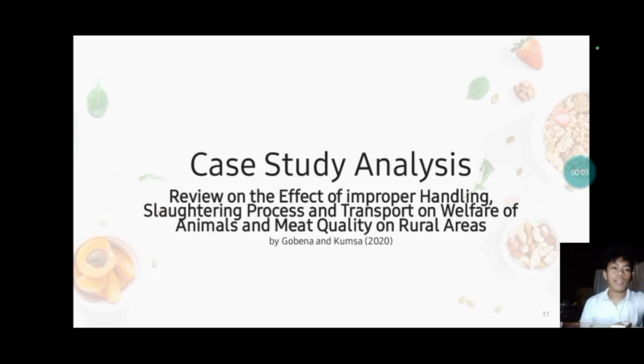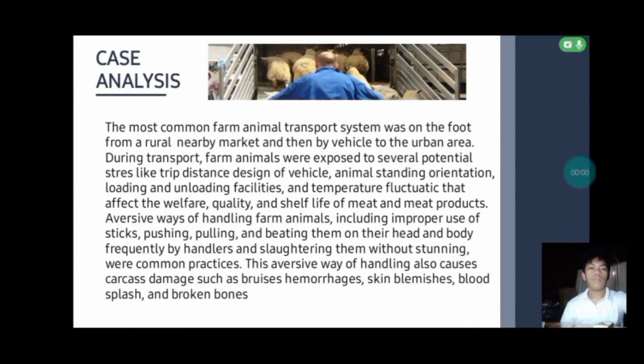At this point, let me present to you a case study analysis about the study of Gubena and Kumsa in 2020 entitled The Review on the Effects of Improper Handling, Slaughtering Process, and Transport on Welfare of Animals and Meat Quality on Rural Areas. Their study stated that the most common farm animal transport system was on foot from a rural nearby market and then by vehicle to the urban area.